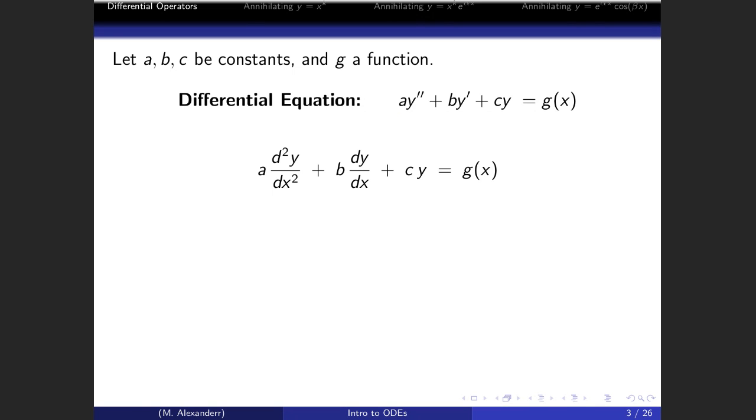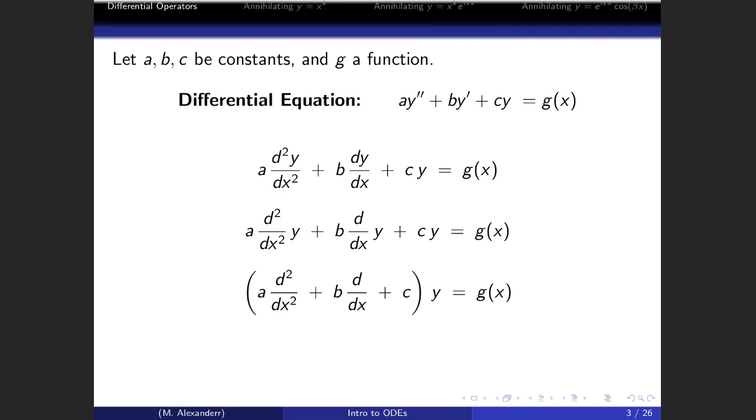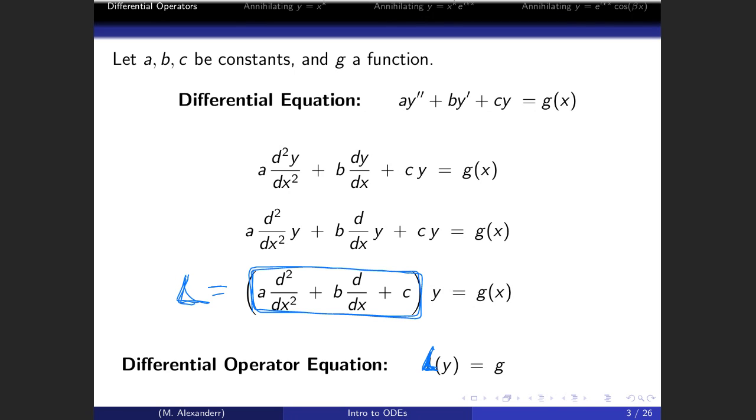And so we change the prime notation into the Leibniz notation, and then we peel off the y's. When we do that, we can factor out the y, and this thing in the blue box is going to be our operator L. That allows us to write the equation in this format. Sometimes we write down L of y, so we think of L as being a big function, and the input is the function y. And again, L is this thing in the blue box, so I won't rewrite it. L is this entire blue box, and L is your set of instructions.